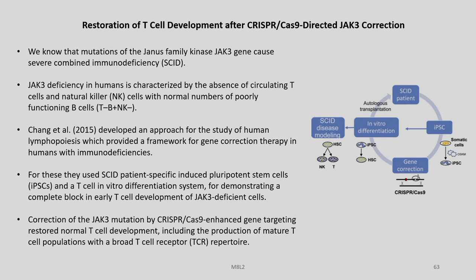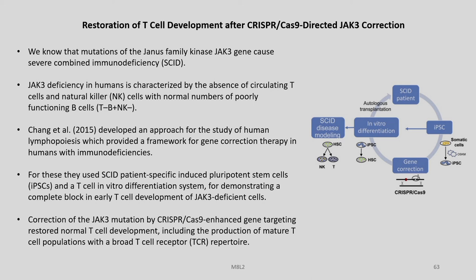Restoration of T cell development after CRISPR-Cas9 directed JAK3 correction. It is known to you that mutations of the Janus family kinase gene cause severe combined immunodeficiency disease or syndrome. JAK3 deficiency in humans is characterized by the absence of circulating T cells and natural killer cells, with normal numbers of poorly functioning B cells.